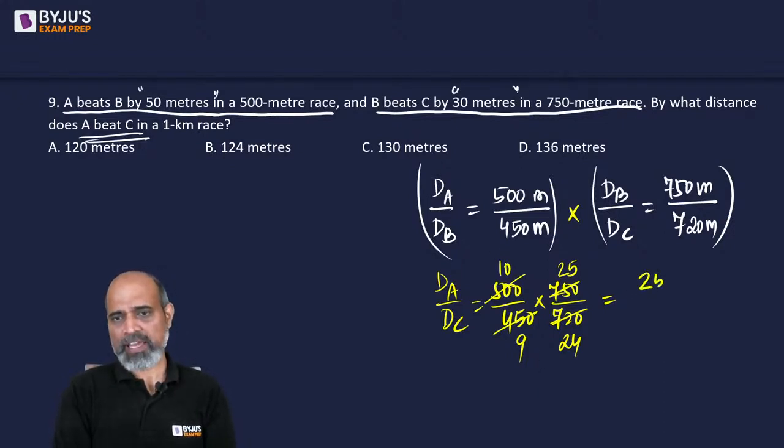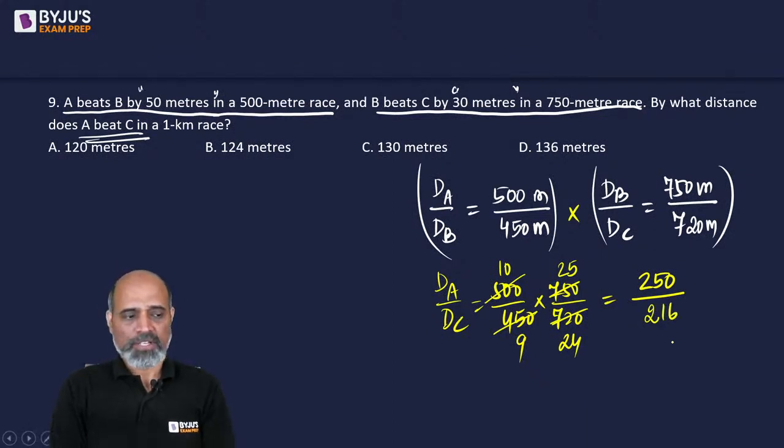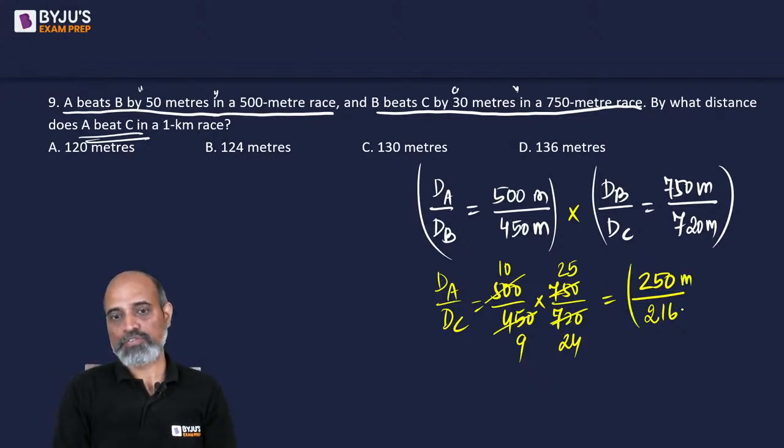So distance covered by A is 250 and distance covered by C is 9 into 24, which is going to give us 216. 3, 3, 3 and 8. 6 cube, 216. So this tells us when A covers 250 meters, C covers 216 meters.